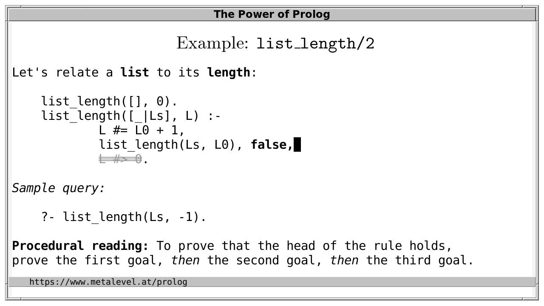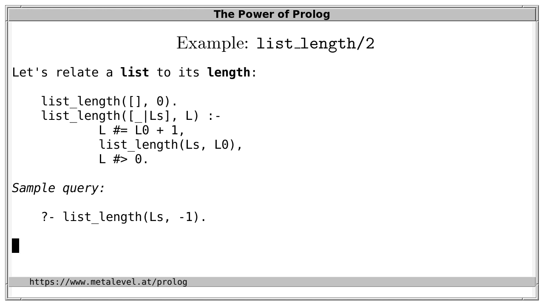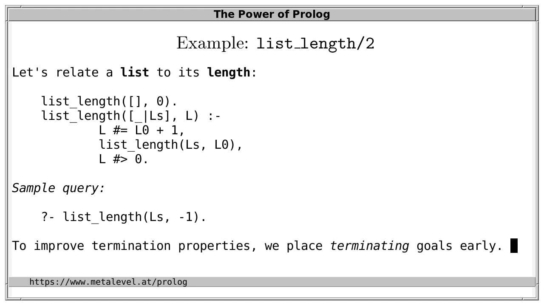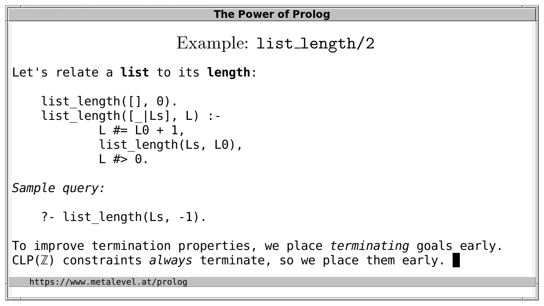And therefore, adding further goals at the end can't prevent the non-termination. So one consequence we can draw from procedural considerations and also from failure slicing is that if we want to improve termination properties of our programs, then we place terminating goals early. That is, we place terminating goals before fragments that cause non-termination, because only then do they have a chance to improve termination properties. And there are many goals that always terminate.